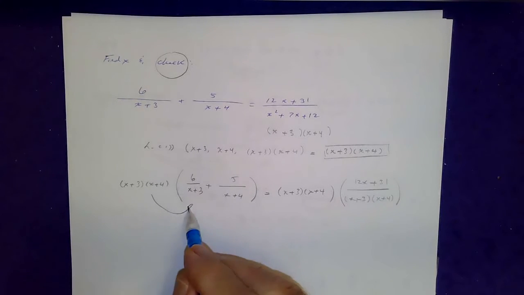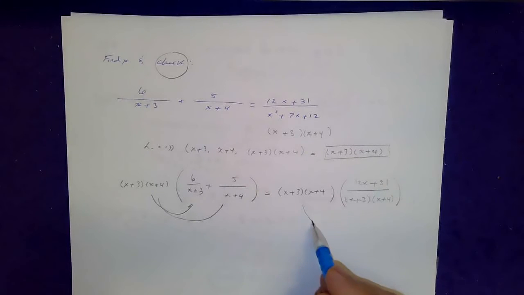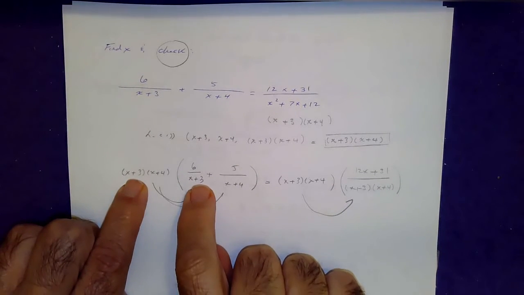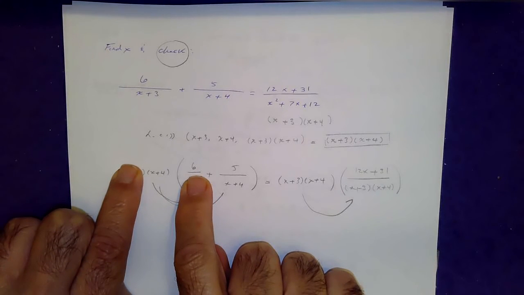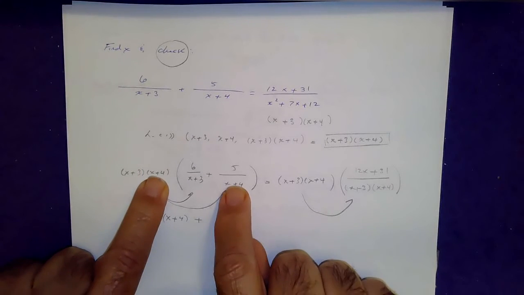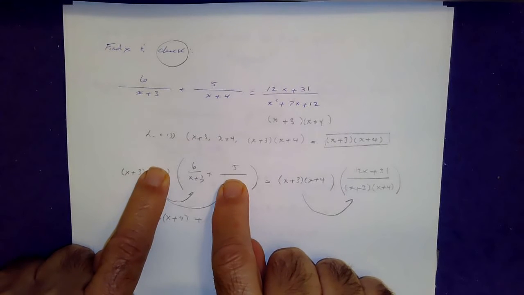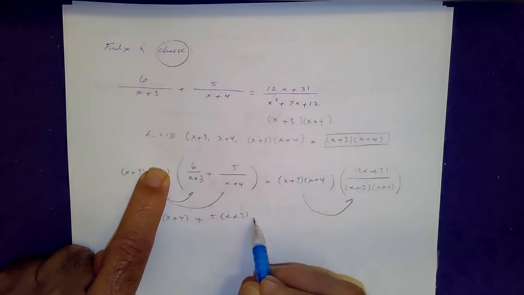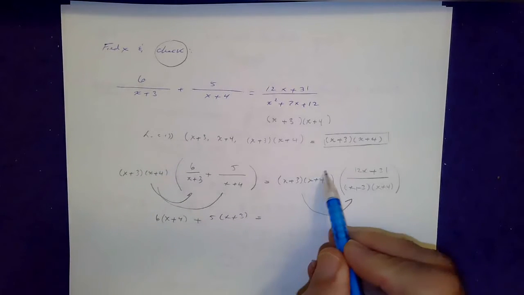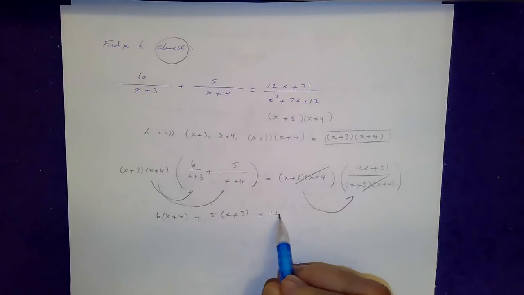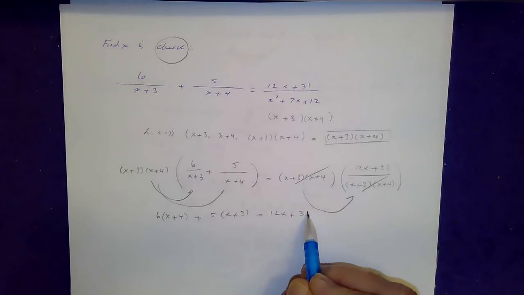Next, we need to remove the parentheses, correct? But remember, when you multiply LCD by this first fraction, x plus 3's cancel. So that leaves you with 6 times x plus 4 plus, here the x plus 4's cancel. So that leaves you with what? 5 times x plus 3. Up here, the entire LCD wipes out the denominator. Do you see it? So all you are left with is 12x plus what?